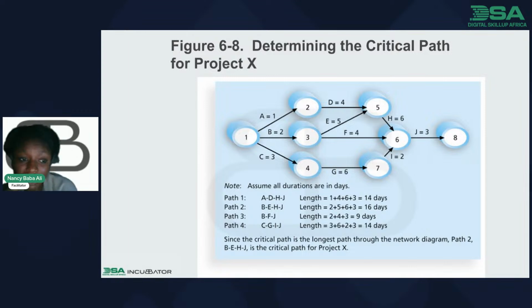So path 1, which is the first assumption that we're going to do, is A equal to 1, D equal to 4, H equal to 6, and J equal to 3. If you calculate all the flow that goes from 1 to 5 and 6, which is A to D to H to J, you will see that everything sums up to 14 days in total.